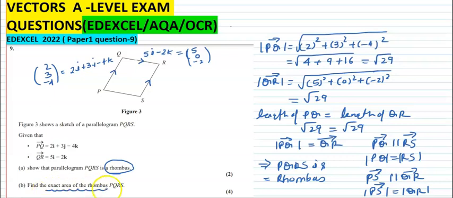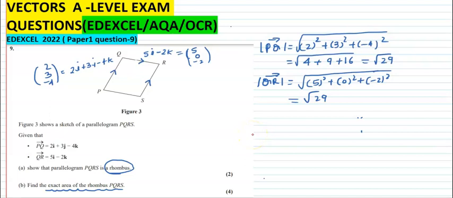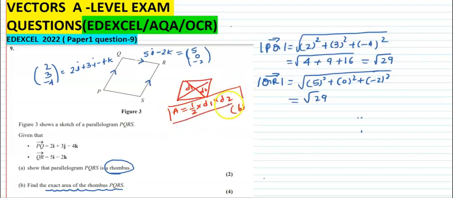Okay, now in the next part, we are going to find the exact area of PQRS. So for part B, we need to find the area of rhombus PQRS. And you should know one thing, if you don't know, here I'm going to apply it. If this is diagonal D1 and this is diagonal D2, then the area of a rhombus is given by 1 by 2 times diagonal 1 times diagonal 2. This is what we are going to use.